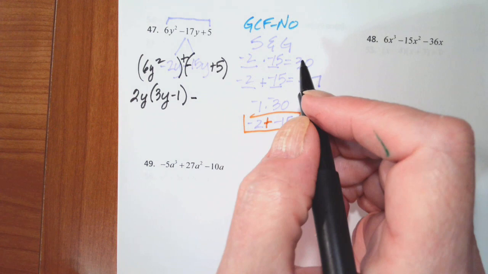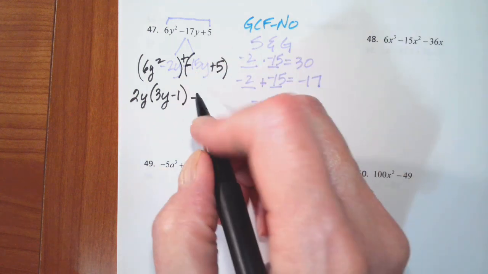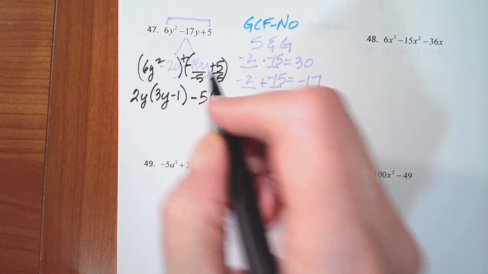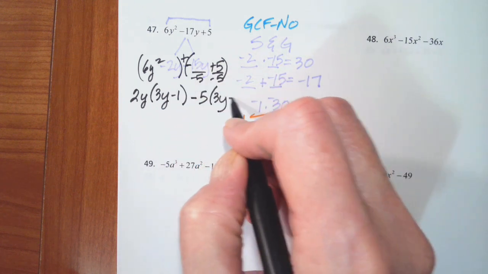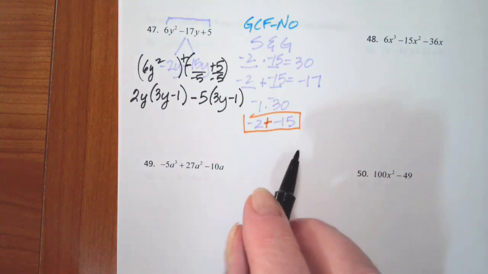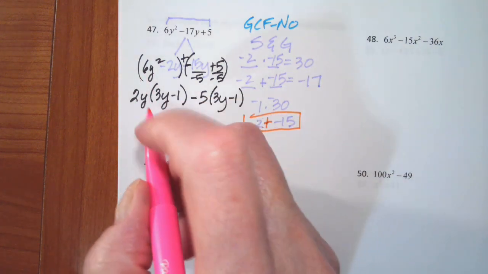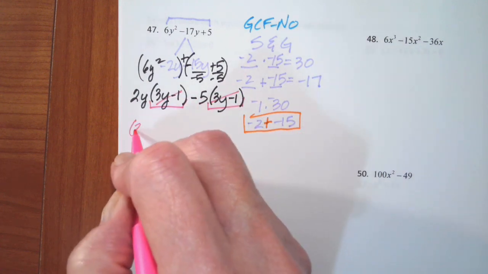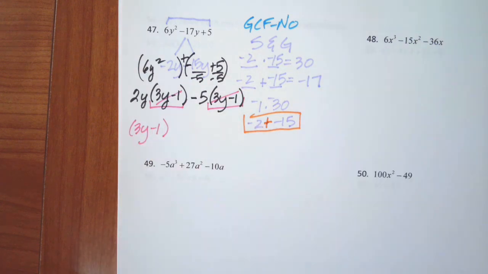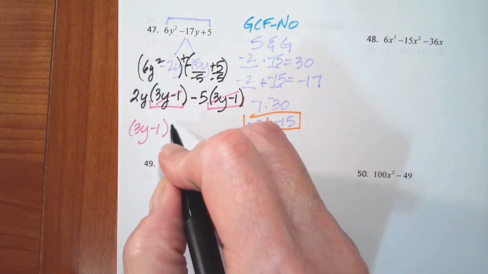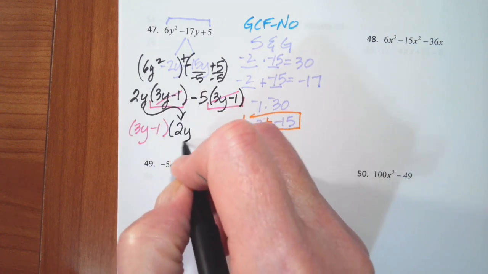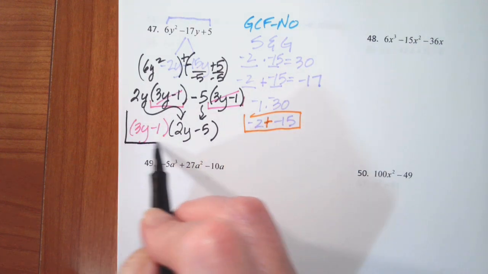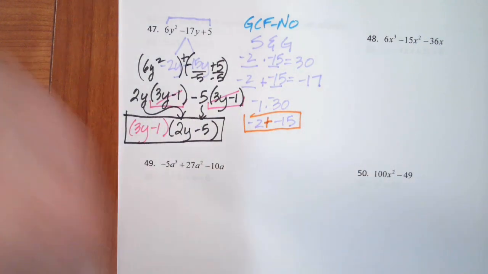Here I want to factor out a negative. The greatest common factor is 5. Now, when I divide by a negative, that changes the sign, so this becomes 3y minus 1. I now have a common binomial factor that I can pull out, and I am then left with 2y minus 5, and there you have it.